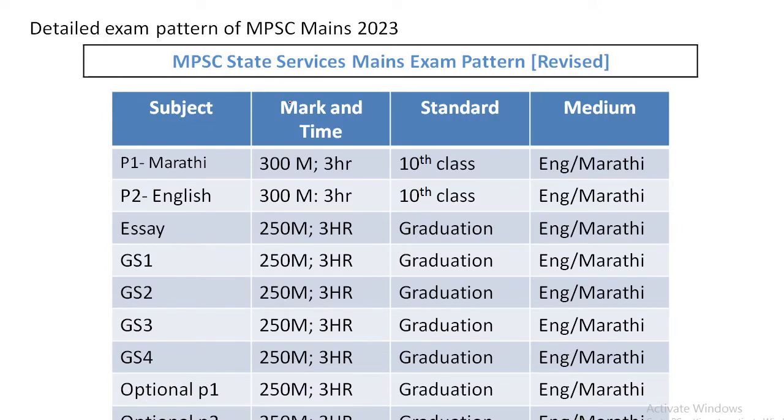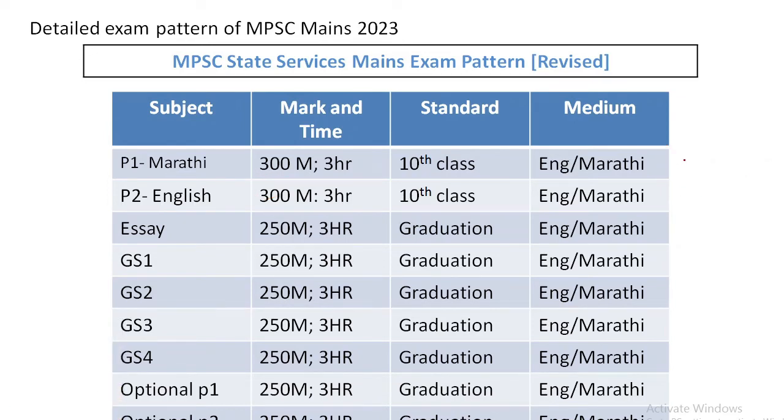Okay, so our first paper is for the Marathi language, and the second paper is English language. The weightage for both these papers is 300 marks each, and the allotted time is the same, 3 hours. The standard of the questions is equivalent to your 10th class, and the medium is English or Marathi. In the Marathi paper the questions are in Marathi, and in English the questions are in English. Okay, but here is one more hack.